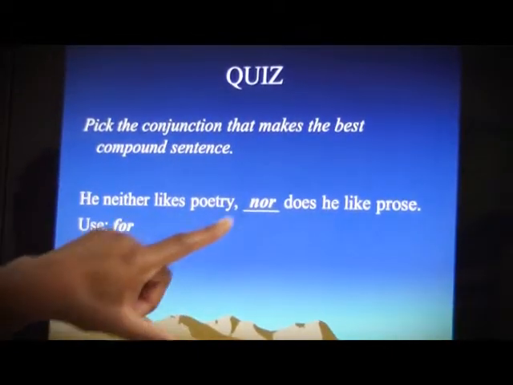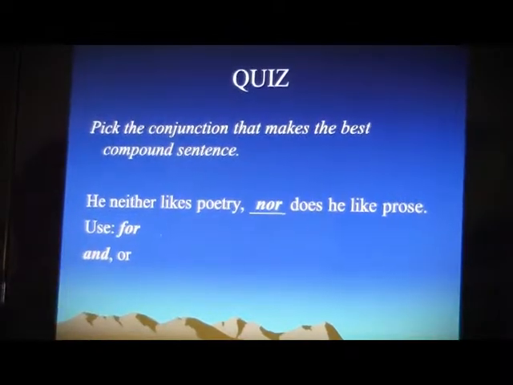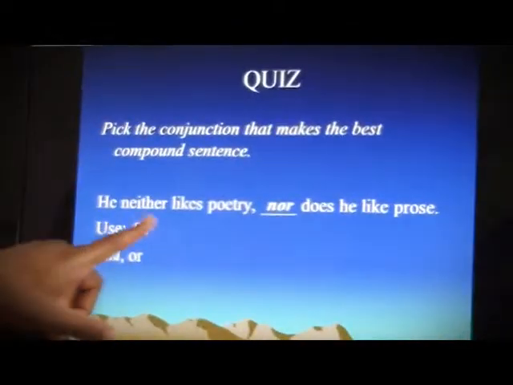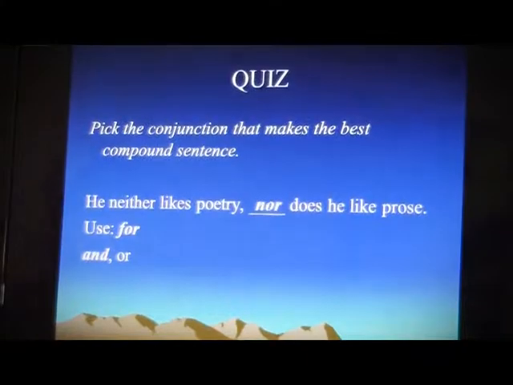Absolutely right. Yes, for those of you, that's Curly from the Three Stooges. You want to watch it again? That's okay. Here we go. So he neither likes poetry nor does he like prose.